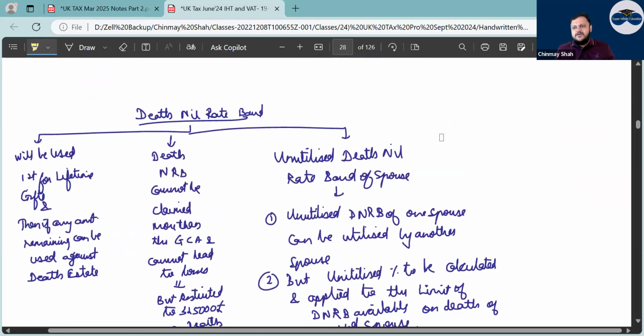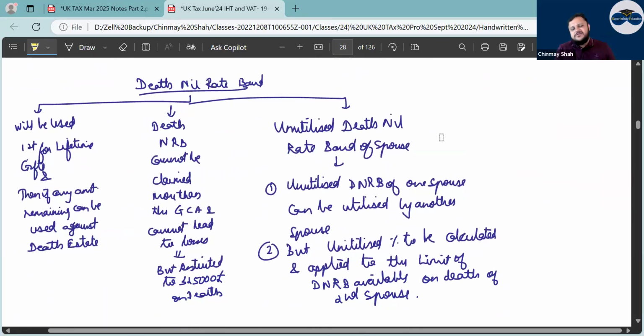Death nil rate band, right? Let's say you don't gift any main residence, but if you have a death estate, you have a death nil rate band available, which will be used first for lifetime gifts, correct? Obviously. Then any amount remaining can be used against the death estate. Death nil rate band cannot be claimed more than the GCA and cannot lead to losses. So let's say your GCA is 5,000 and your death nil rate band is 325,000 available. Only 5,000 will be deductible. Because of death nil rate band, there can never be what? Tell me. Losses, right? But restricted to 325,000 on death.